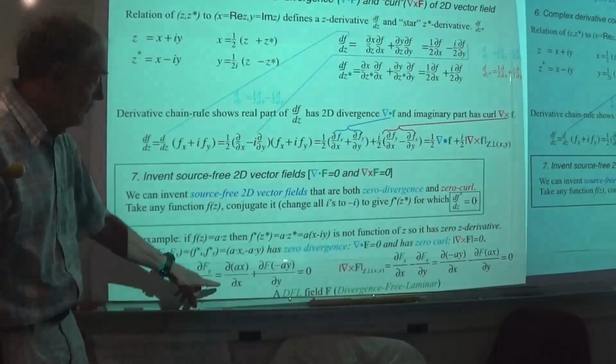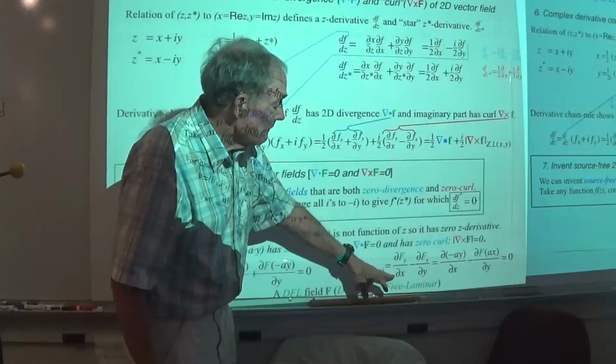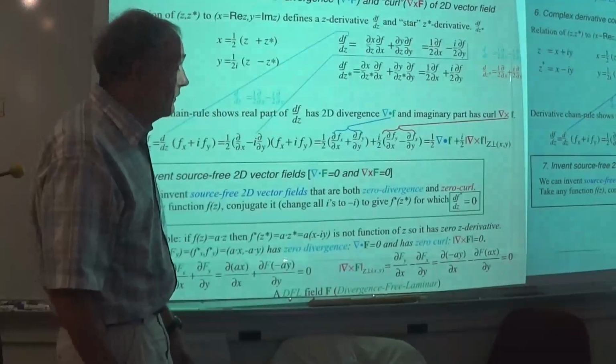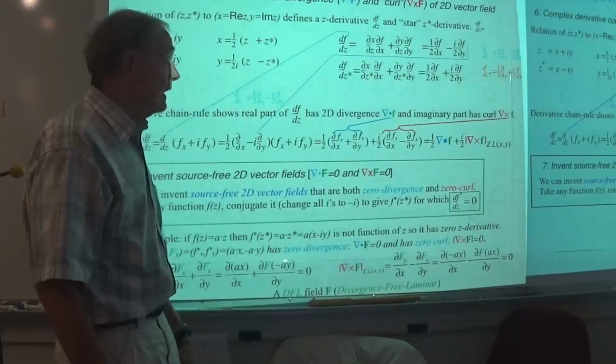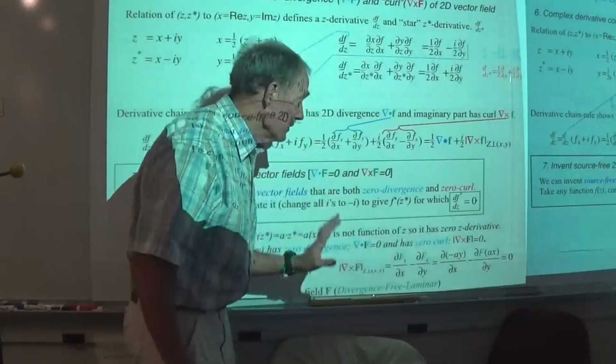They cancel, these two terms cancel here. And the same thing's true with the curl. Partial x of the y component minus partial y of the x component. Okay, both of those are nothing.